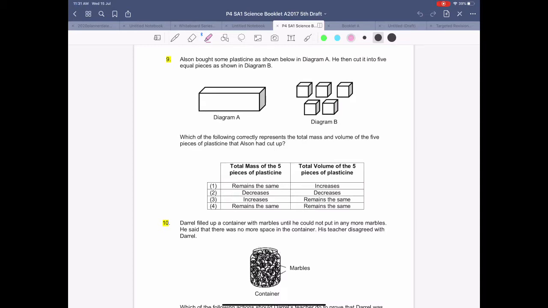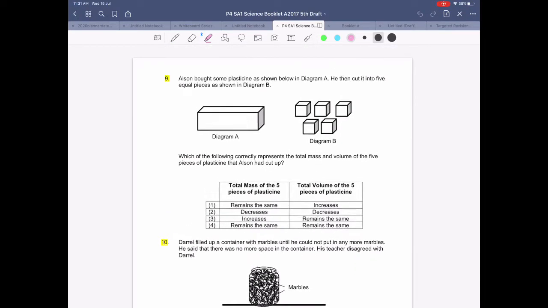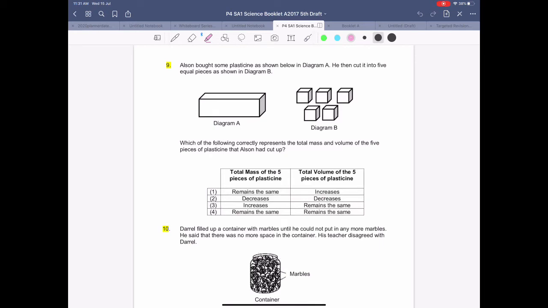Now, Elson bought some plasticine as shown in diagram A. He then cut it into 5 equal pieces. Which of the following correctly represents the total mass and volume of the 5 pieces of plasticine that Elson had cut up? Now, what they are testing you on is the topic of matter, and the concept, since they're talking about mass, is that matter has a fixed mass.